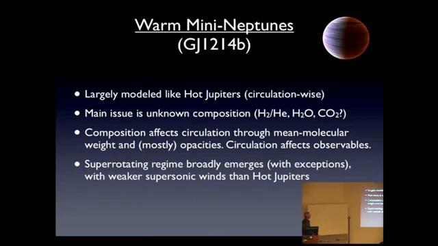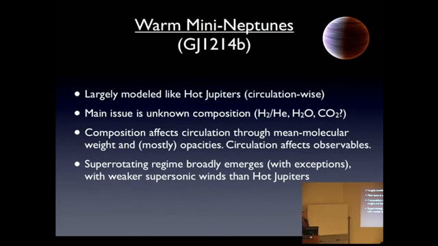The archetype of that class is GJ 1214b, a specific mini-Neptune. You want to think of these planets as having been modeled exactly like hot Jupiters: a deep atmosphere, you put in the right rotation rate, assuming it's tidally locked, and the right TP profile. It's basically a deep atmosphere, and then you shine on it the way you think the system is forced and try to see what emerges.